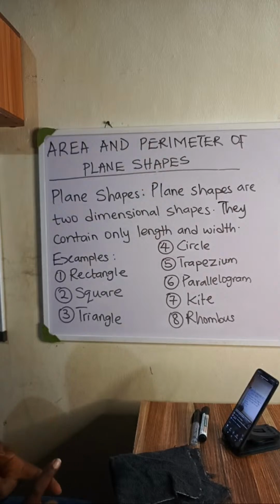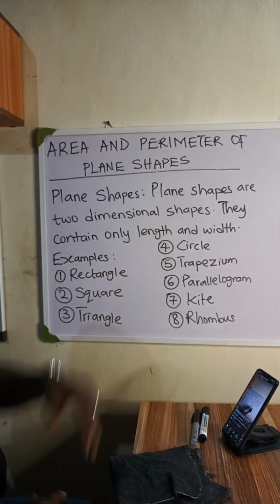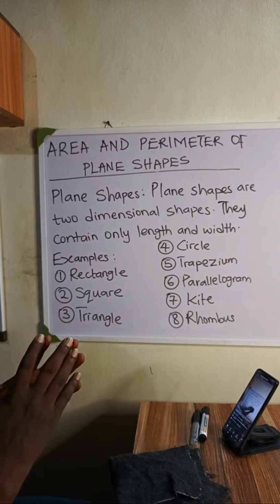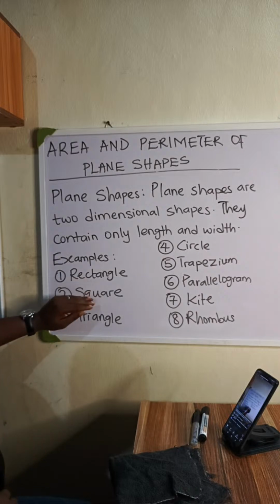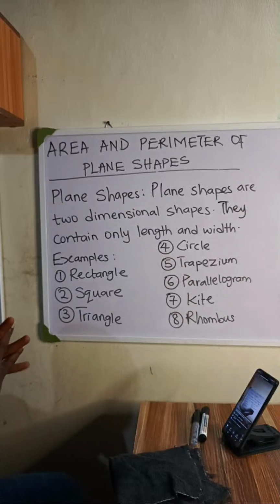So now we've seen what plane shapes are, and we've seen the different types of plane shapes we are considering. Next, we're going to look at what is the area of a plane shape and what is the perimeter of a plane shape. When you understand this, then we'll begin to solve the area and perimeter of each of these shapes. So let's continue.